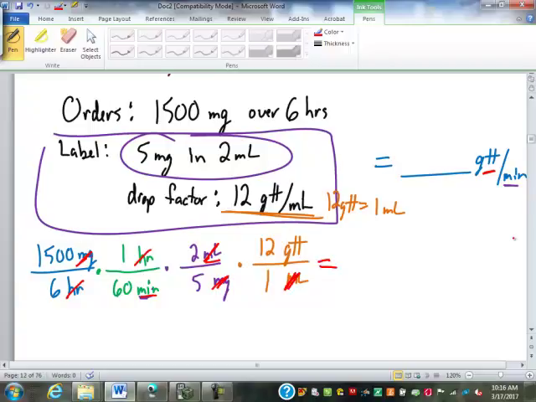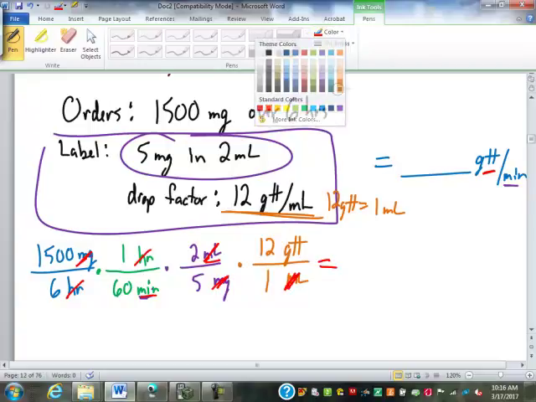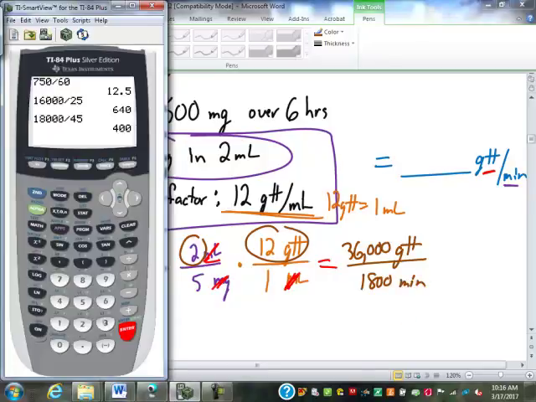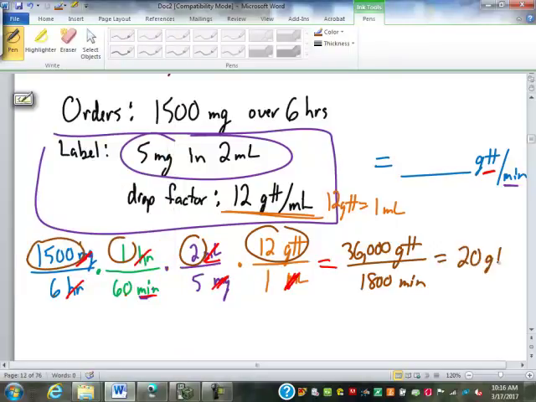So now I have on top here 1,500 times 1 is still 1,500, times 2 is 3,000, times 12 drops is 36,000 drops. On bottom, 6 times 60 is 360, times 5 is 1,800 minutes. So 36,000 divided by 1,800 is 20 drops per minute.